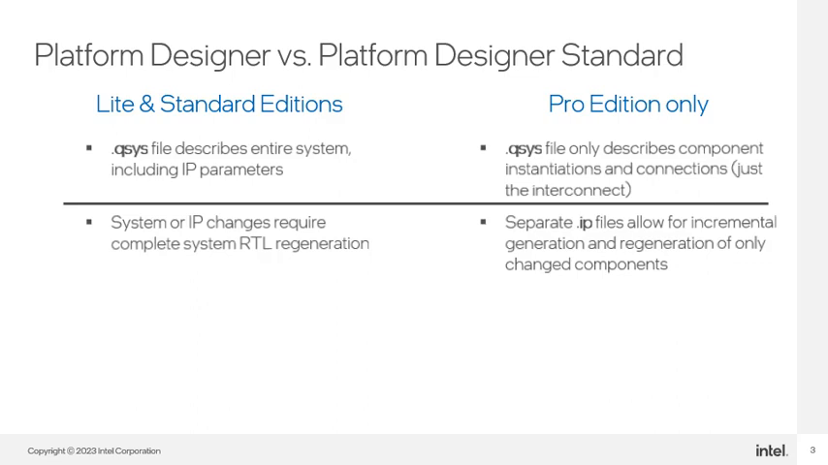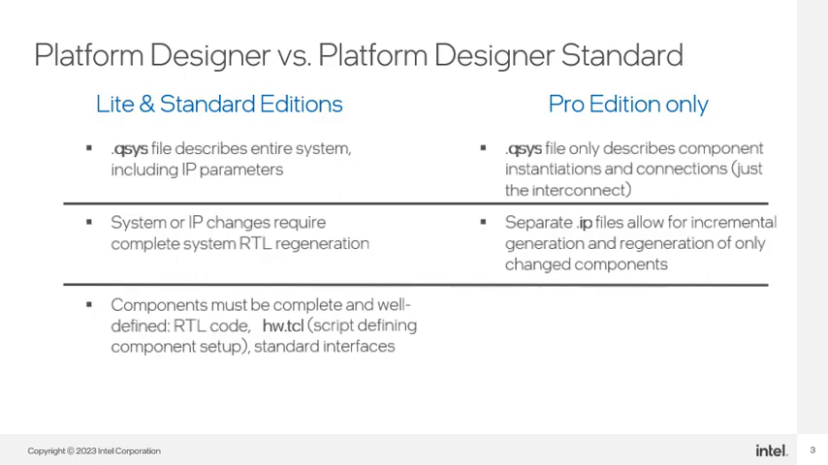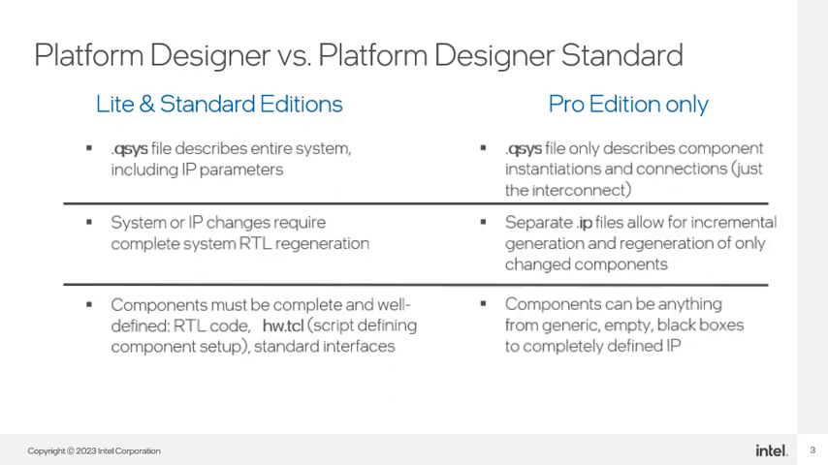In the Standard Edition, every component in the system must be complete and well-defined. Otherwise, the system can't be generated. This includes complete RTL code, completely defined standard interfaces, and hardware.tcl files, or hw.tcl, which are especially required for custom components. In the Pro Edition, components do not need to be complete in order to generate the system. A generic component that defines the interface connections to the rest of the system without a functional implementation is all that's required. This works well for a team-based design, or any system design where part of the system may still be under development.